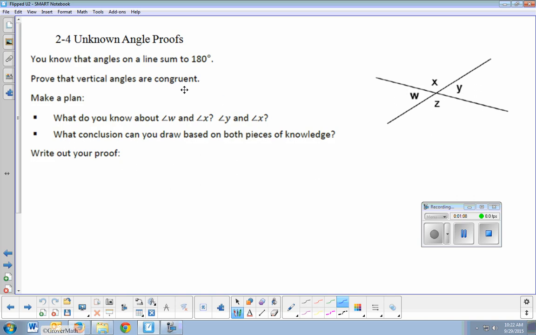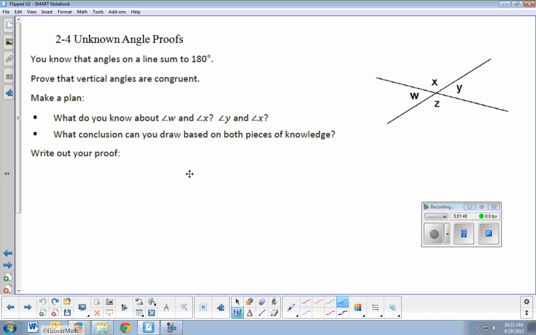All right, you know that the sum of angles on a line is 180. So we are saying we know that these two angles add to 180, and that's the first thing we're saying here. Make a plan. What do you know about W and X? Well, I know these two angles add to 180, and I know that these two angles add to 180. So how does that help me prove that this is congruent to this? How does that help me prove vertical angles are congruent? Basically, if W plus X is 180 and Y plus X is 180, then that does prove that W and Y are the same. But let me explain why a little bit and kind of draw out what we know.